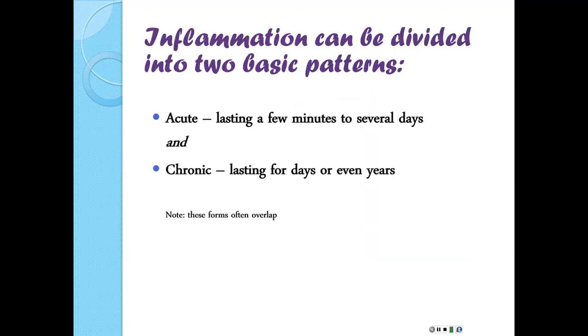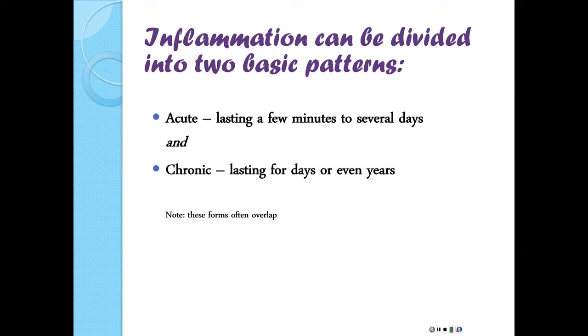So inflammation, as I said in the beginning, can be divided into two phases: acute, which can last anywhere from just a few minutes to days, and chronic, which lasts from days to years. Some people suffer with chronic inflammation throughout their lives. Usually not at birth, but certainly after the point of injury.